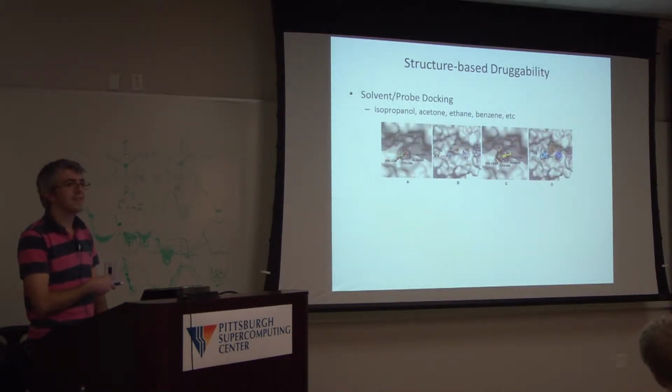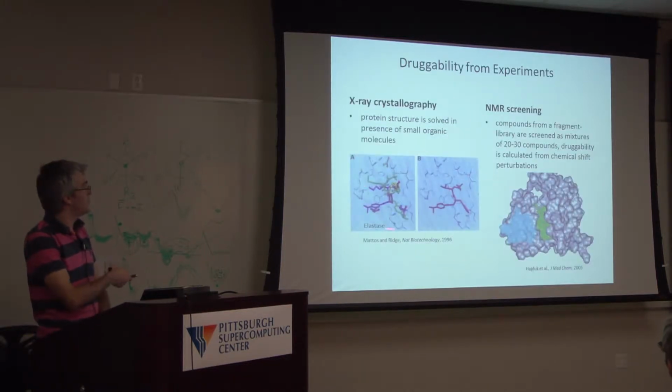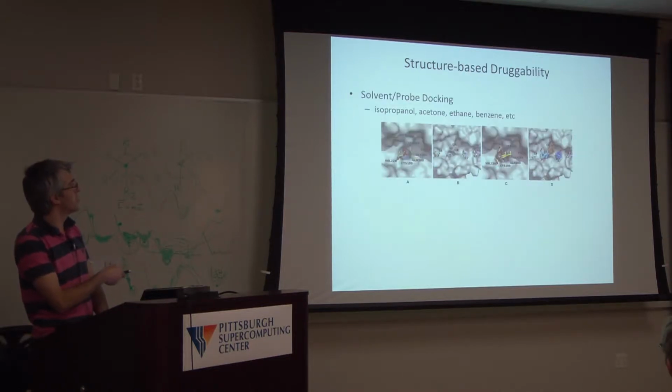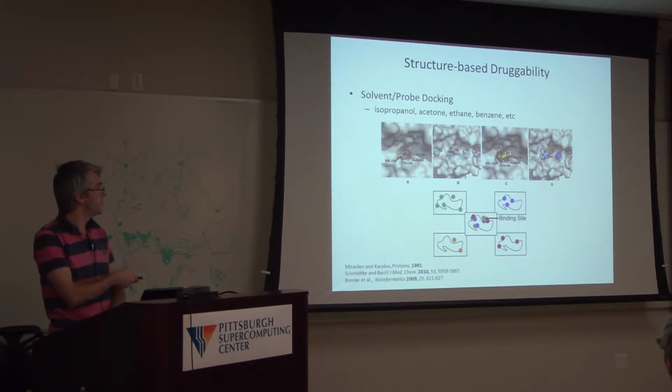And then there are docking methods to assess the druggability, right? Here, you are trying to reproduce these experiments using docking. You have a static structure of the protein, and you dock a bunch of solvents and probes, and you see where they dock favorably. And then you do a clustering analysis, and wherever you see enrichment of probes and a variety of probes, it points to a druggable site.